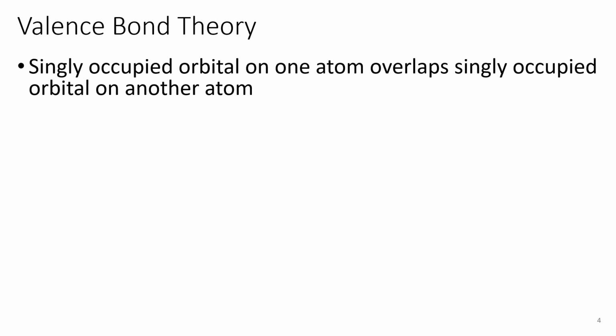Valence bond theory tells us that singly occupied orbitals on one atom are going to overlap singly occupied orbitals on another atom. And this is actually what comprises the sharing of electrons, or how atoms will share electrons. It's through an overlap of those atomic orbitals that we talked about in the previous slideshow.